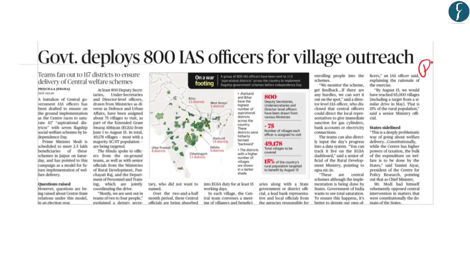Now, we have taken this article from page 7. Now, what this article talks about is that the central government has deployed IAS officers to ensure the ground implementation of the various flagship social welfare schemes of the Government of India in the aspirational districts. Now, what we'll do with regards to this article is understand as to what is the Aspirational Districts program.